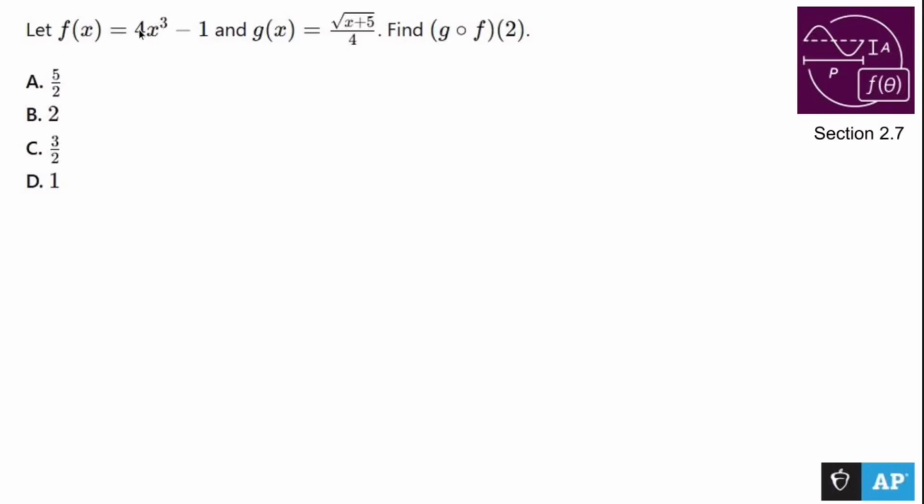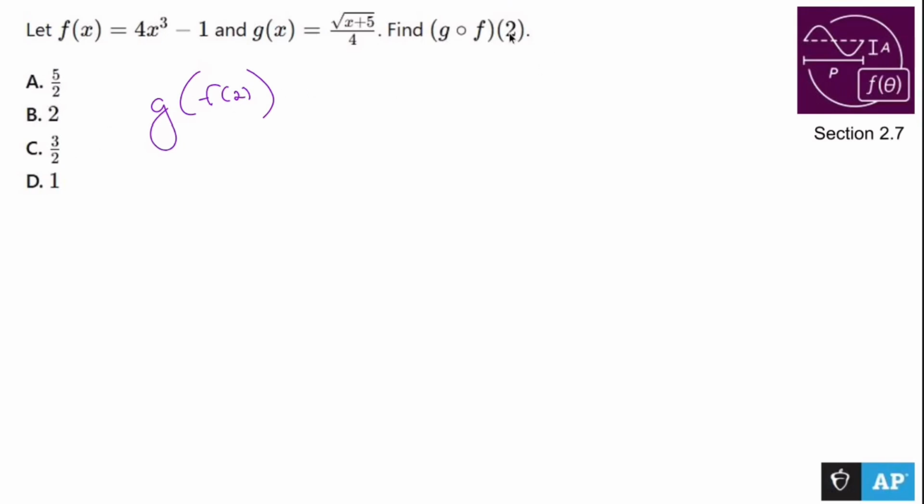Let f of x equals 4x cubed minus 1, and g of x equals the square root of x plus 5, all over 4. Find g of f of 2. Now, I did say that correctly, g of f of 2.